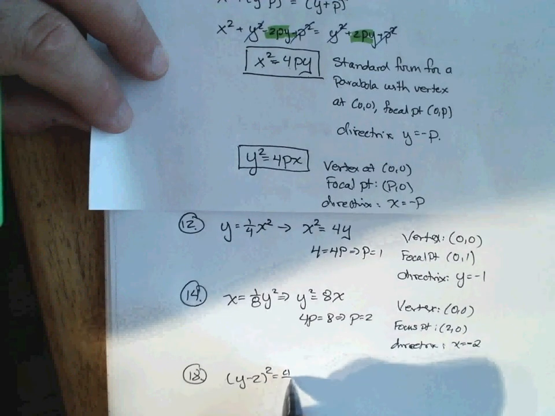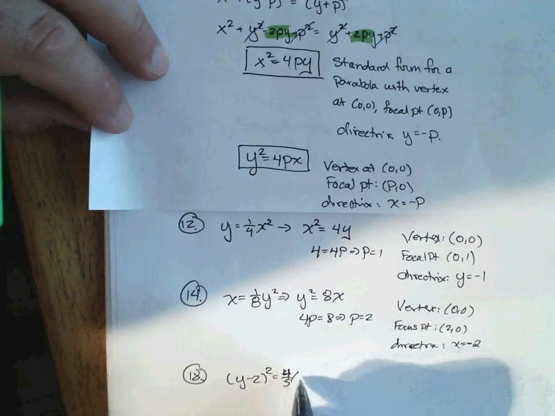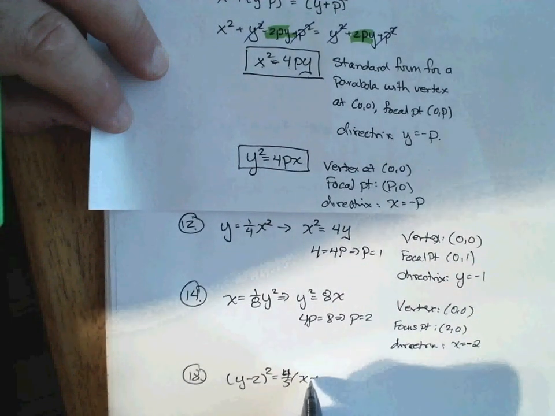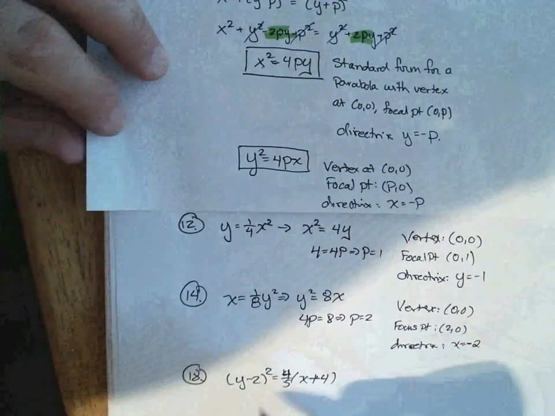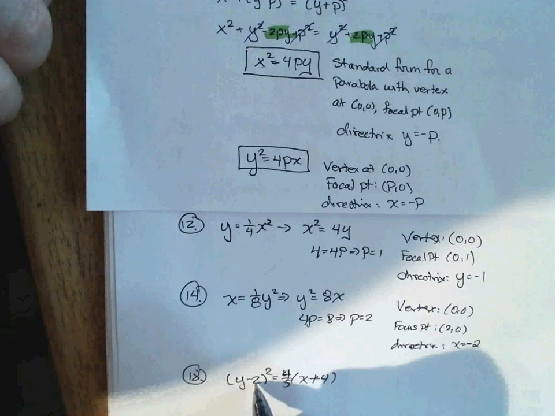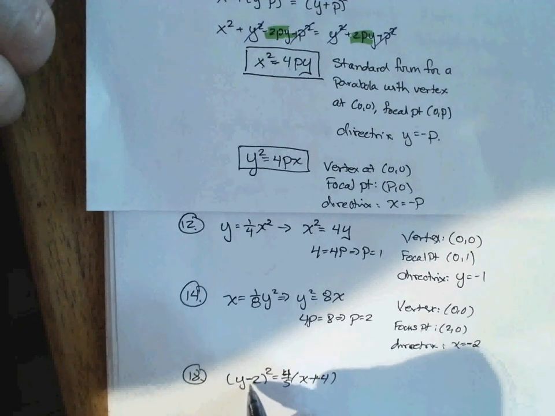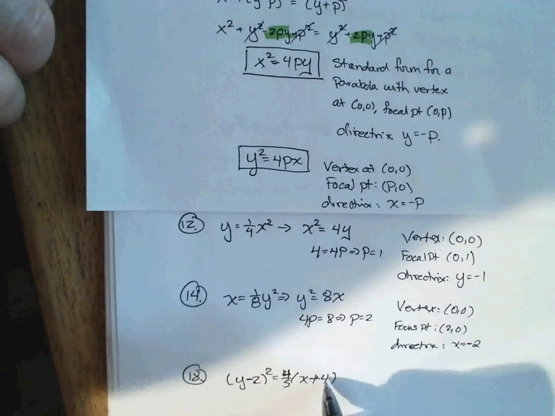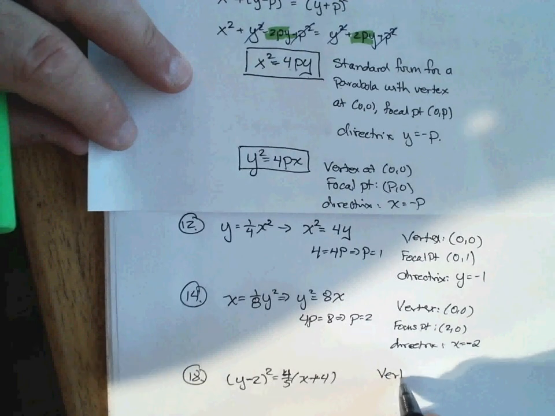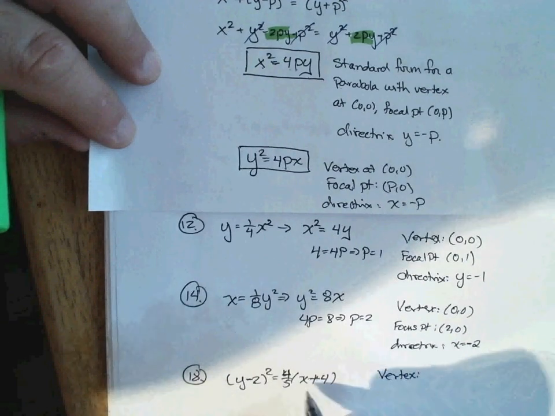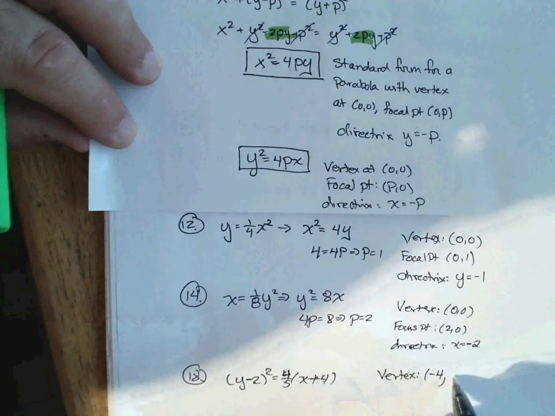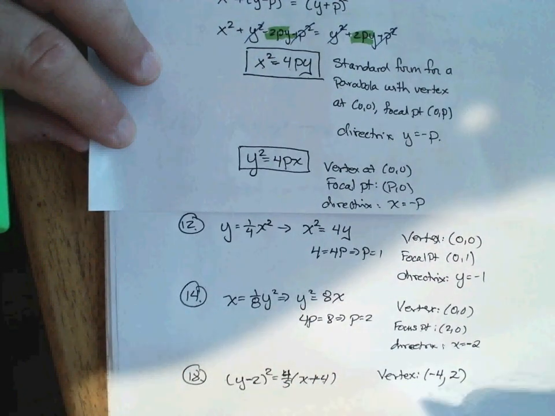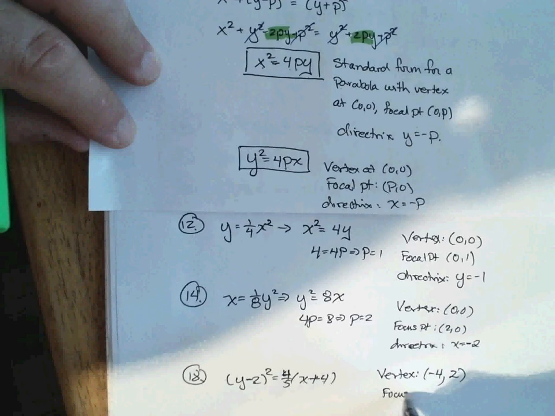Y minus 2 squared is 4/5 x plus 4. So the very first thing I'm noticing here is that we have shifted the origin, right? -2 from the y plus 4 to the x. So our vertex is no longer at the origin. It's x minus h, so -4, y minus k, so +2. There's our vertex.